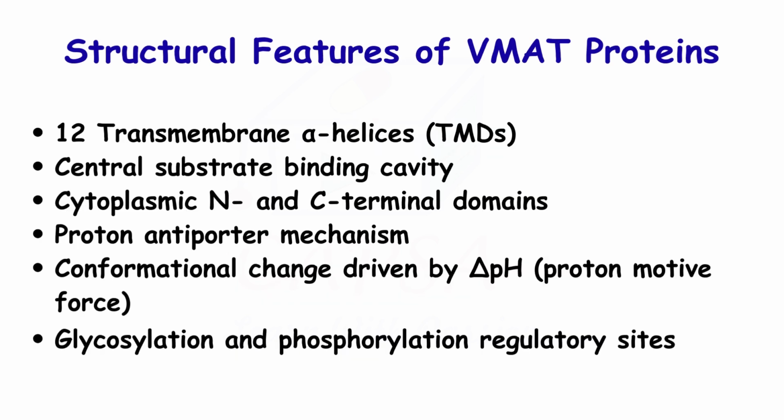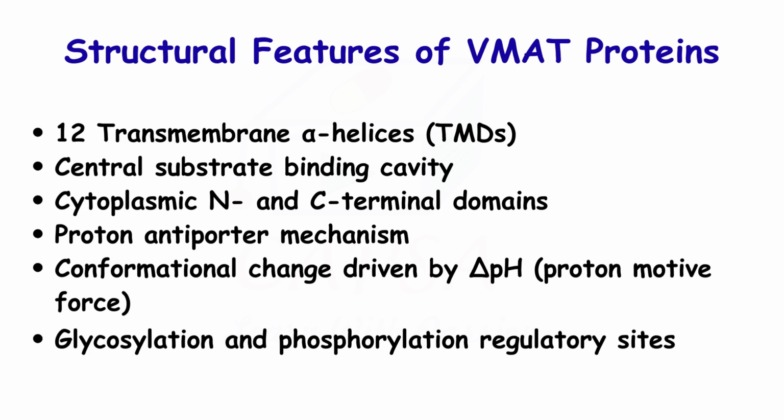Let's now look at the structural features of VMAT proteins. Both VMAT1 and 2 are integral membrane proteins with 12 transmembrane alpha helices. These helices traverse the vesicle membrane and help form a central cavity, the site where monoamines bind during the transport. The N-terminal and C-terminal domains of the protein are located in the cytoplasm. These regions often carry regulatory signals such as phosphorylation sites, which can influence transporter function or trafficking.